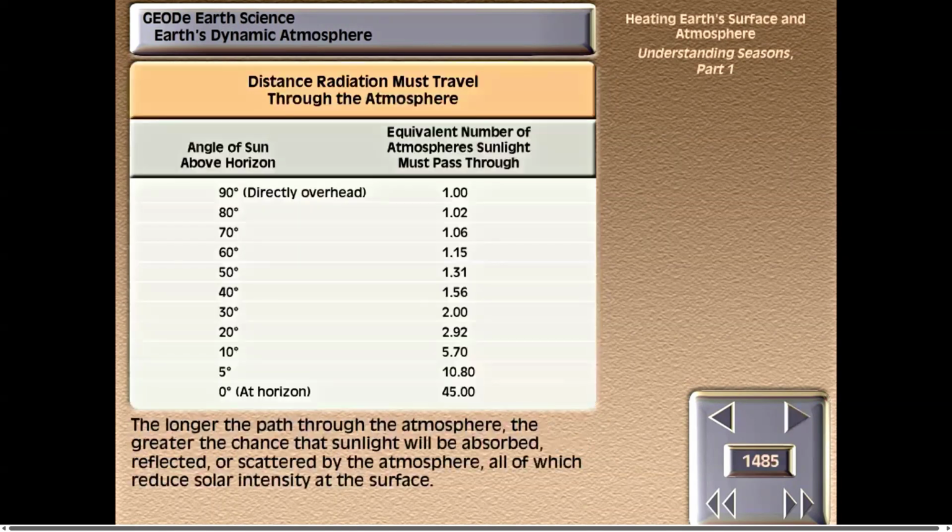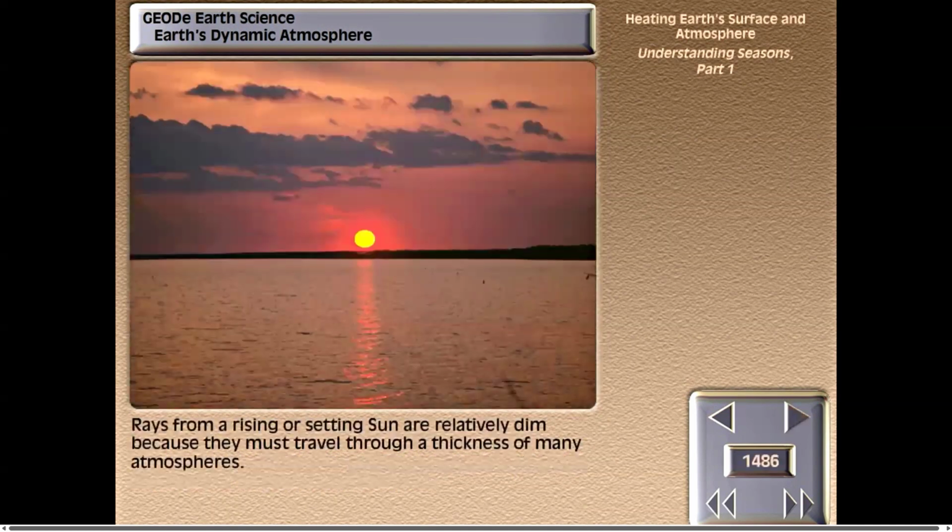The longer the path through the atmosphere, the greater the chance that sunlight will be absorbed, reflected, or scattered by the atmosphere, all of which reduce solar intensity at the surface. Rays from a rising or setting sun are relatively dim because they must travel through a thickness of many atmospheres.